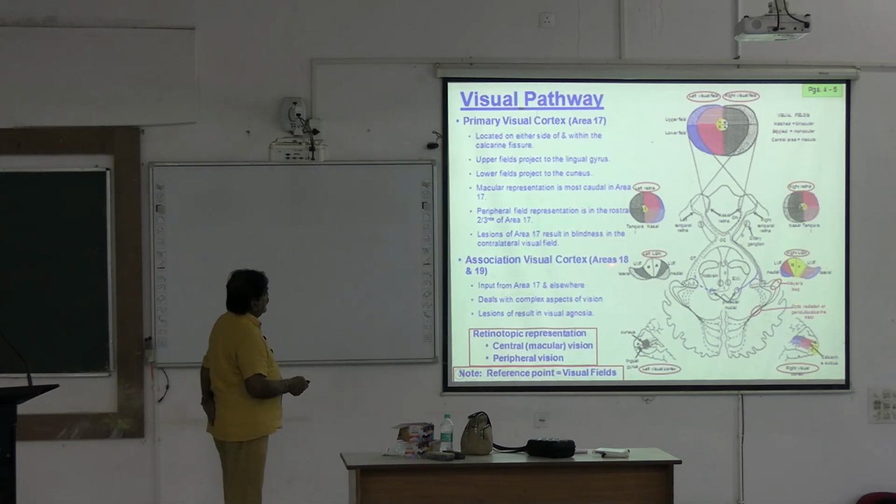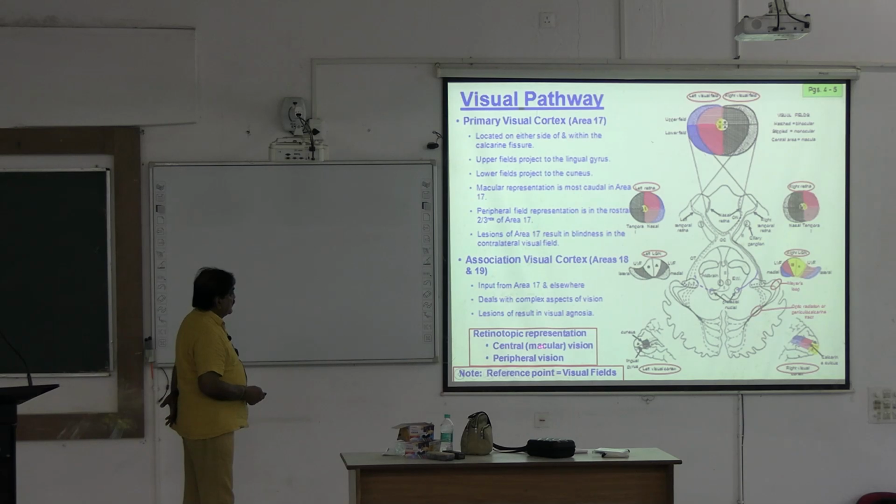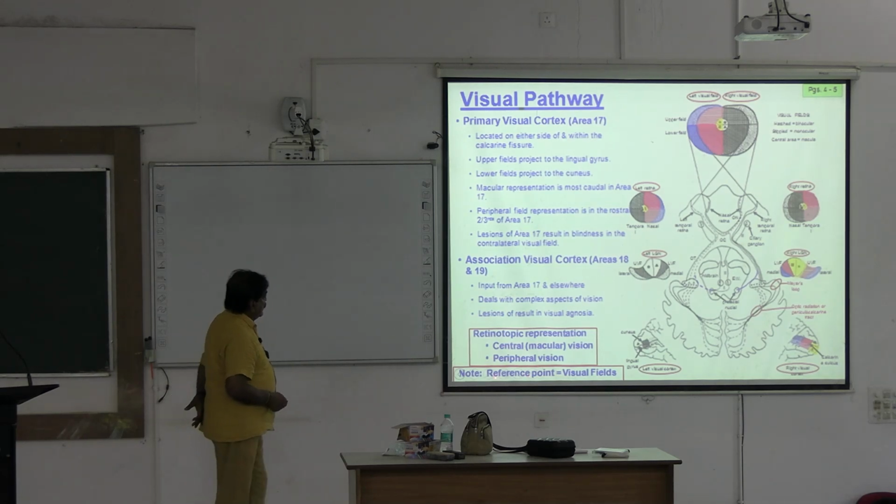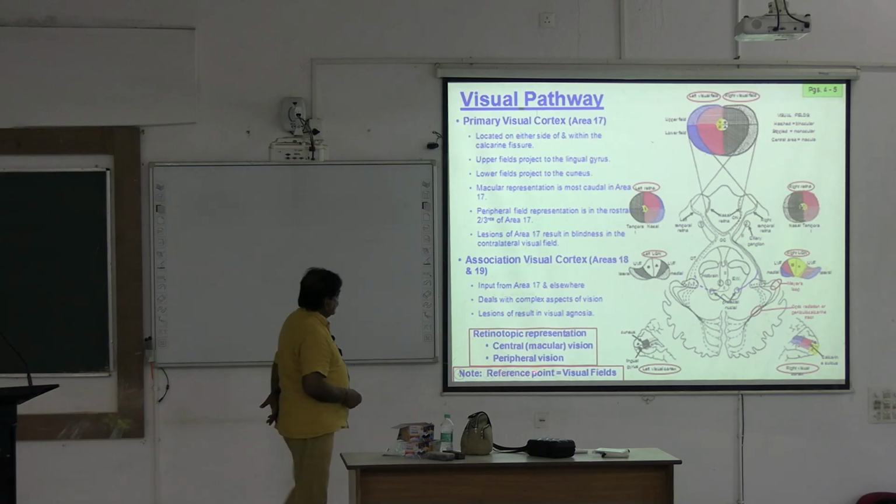Association visual cortex, areas 18 and 19. Input from area 17 and elsewhere, and deals with the complex aspects of vision. Lesion results in visual agnosia. Now, retinotopic representation: central macular vision, peripheral vision. The reference point is the visual fields.